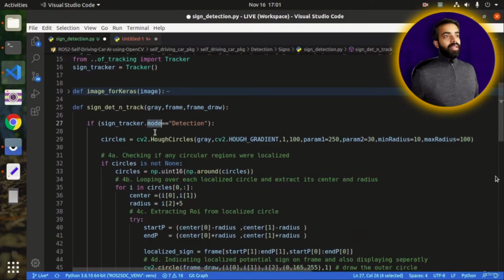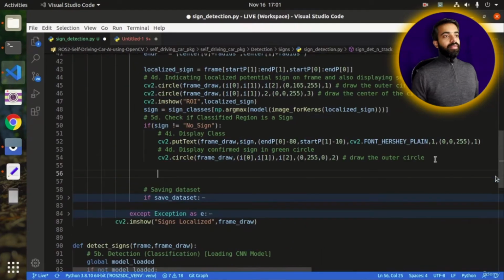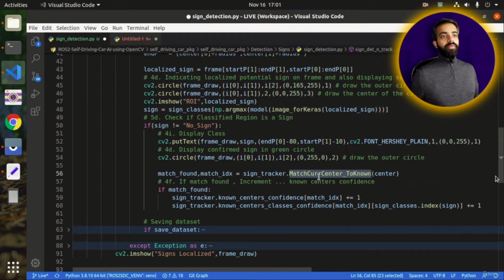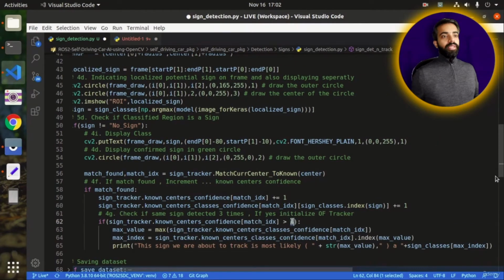Now, what we need to do is move to the case when the sign has been detected and it's not a no sign. So this is a valid sign. We can now move inside it. After displaying it to the user, we now simply check its proximity. This proximity can be checked by the function match current center to known. So we take the center of this current detection and match it to the known centers. Now, if we have several centers that are within the same proximity, then that indicates a valid detection. For example, in our case, we say that if a particular detection has been detected more than 4 times, then that is considered to be a valid detection because we are pretty sure that there is a sign there.